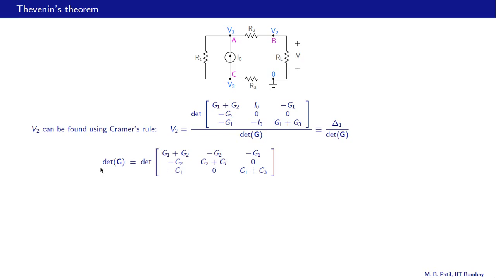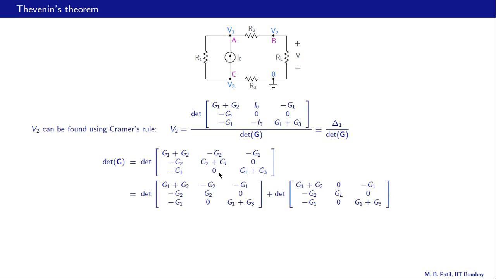Let us look at the denominator now, that is the determinant of G. This is our G matrix, and this determinant does depend on GL. We have GL over here, and what we will do now is write this column as the sum of two columns: column 1 minus G2, G2, 0, and column 2 0, GL, 0. If we do that, we can write this determinant as the sum of two determinants. This determinant has no GL term in it, whereas this one does have GL in it right there.